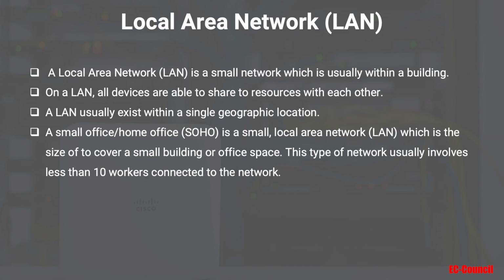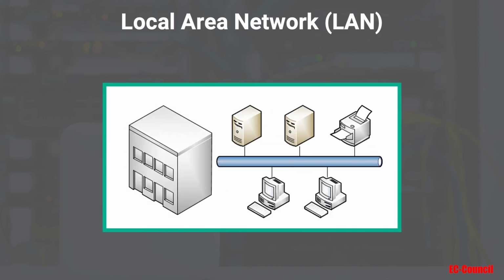An example of a very small LAN is what we call a SOHO, a small office home office. This is a small local area network, which is usually the size to cover a small building or an office space. This type of network usually involves fewer than 10 workers or 10 connected devices. In this diagram, we can see a small building with just a couple of devices interconnected. This is an example of a local area network, and also a small office home office network.